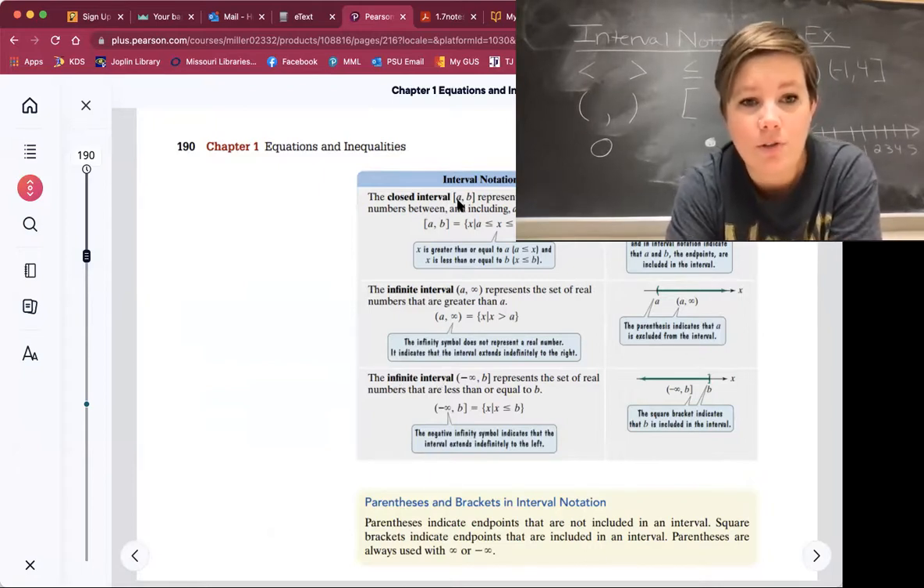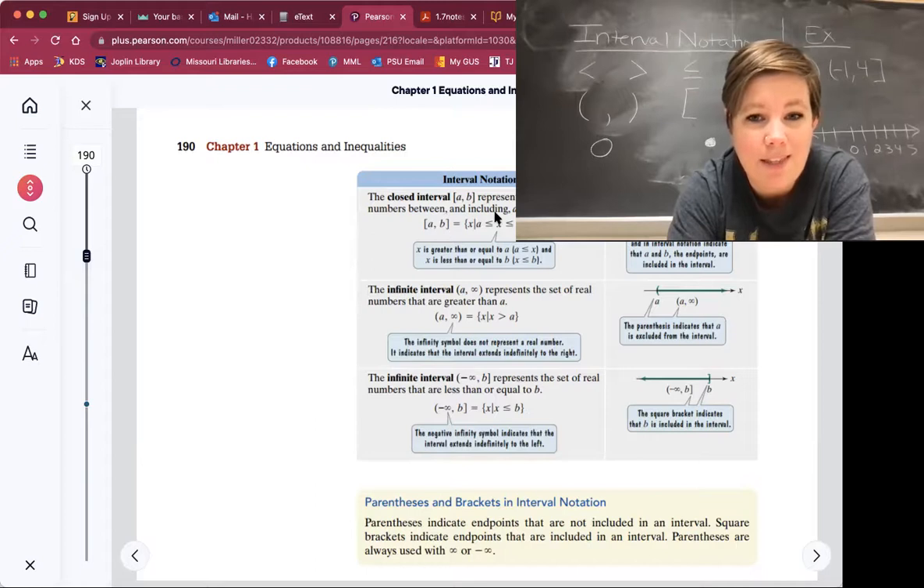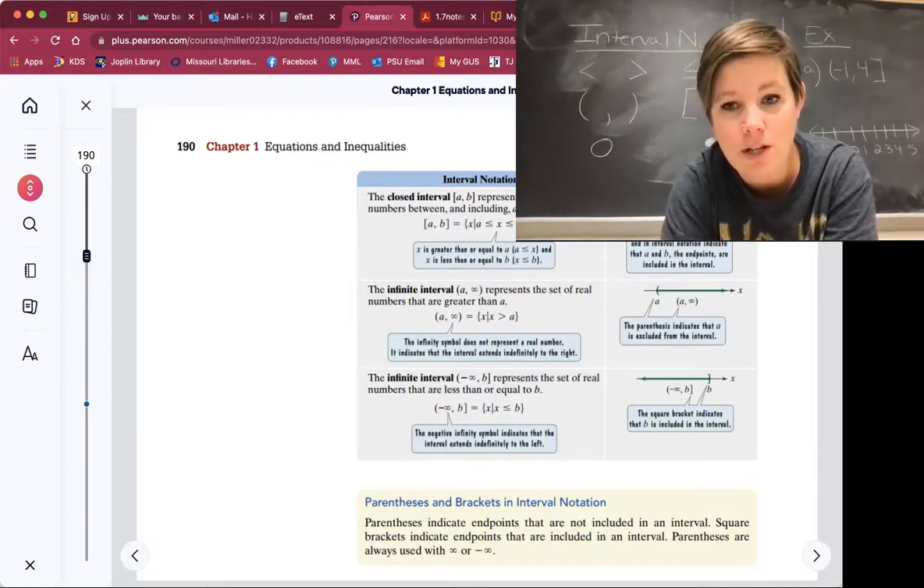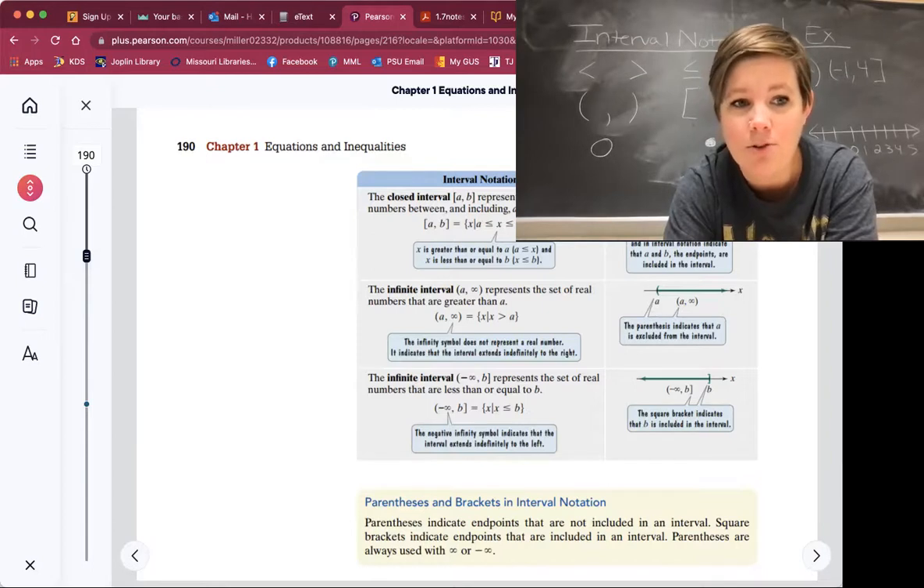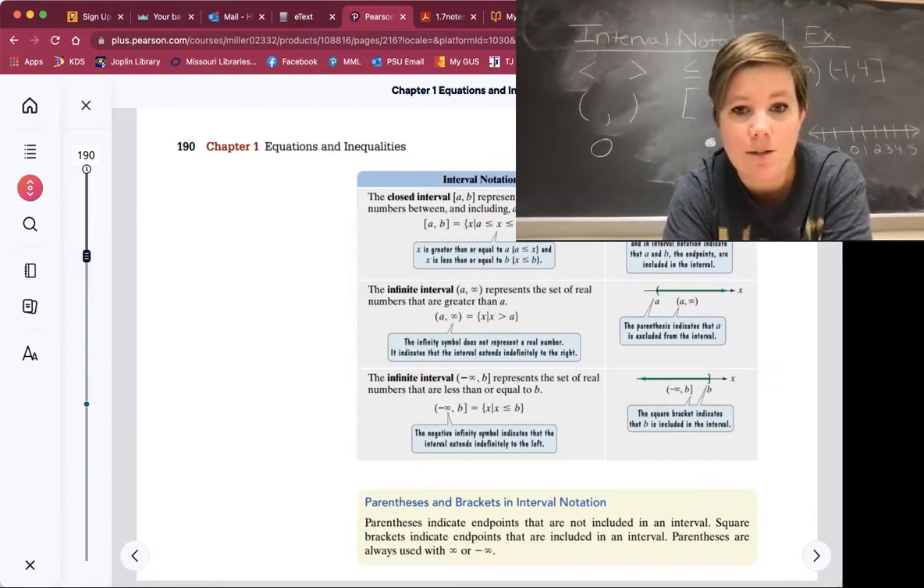So the closed interval, notice it has brackets. And so that means it's a set of real numbers between A and B that also includes the points A and B. It includes those endpoints. So on a graph, we would typically see it graphed like this. And that includes everything in between those two points, including the endpoints. Had this been parentheses instead of brackets, then that tells us that it would go really close to those endpoints, but it wouldn't include those endpoints.